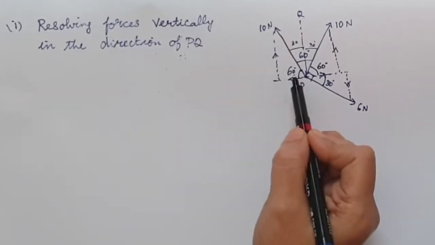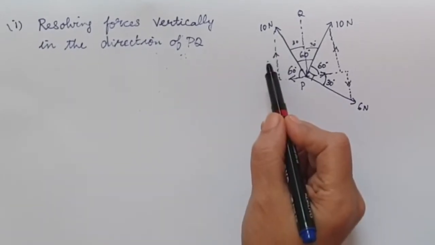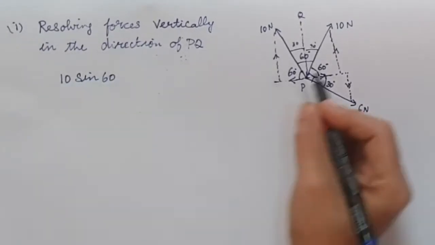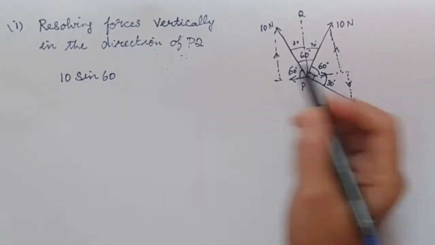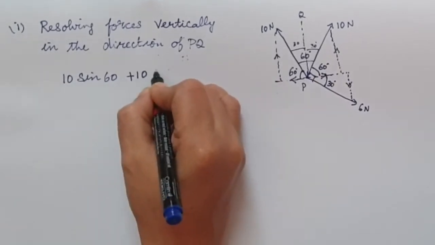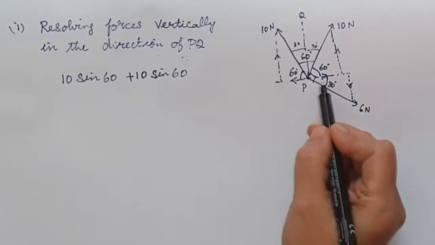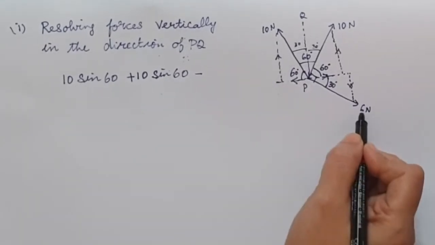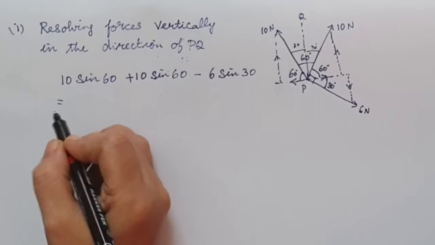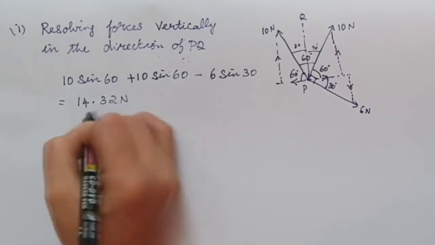Now when we take our vertical lines, this is the opposite side and the hypotenuse is 10. So it will be 10 sine 60. This one also is the opposite side, the hypotenuse is 10, and this is upward, so again it will be 10 sine 60. And then this one is downwards, also on the opposite side, so we write it as minus, the hypotenuse is 6, 6 sine 30. When we use the calculator and simplify, we get 14.32 Newton.